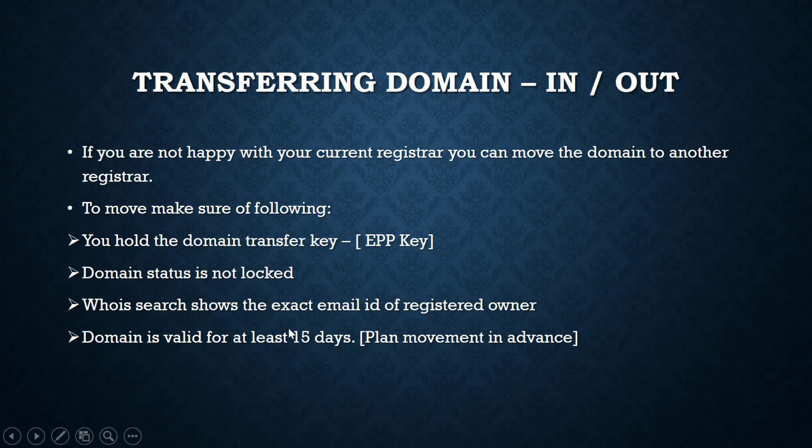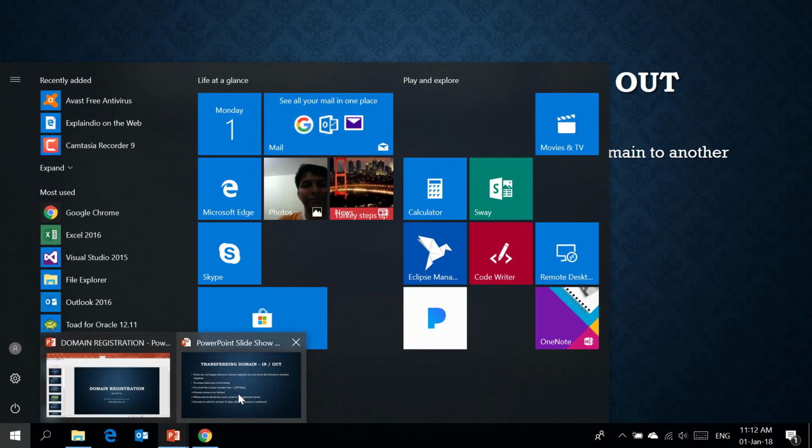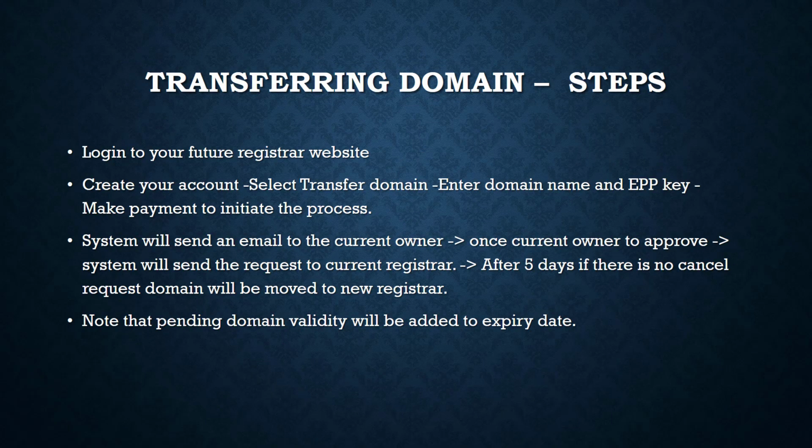And also make sure the WHOIS search is showing exactly your email address and details of the registered owner. If you enabled privacy protect, you need to disable it before you go for a domain transfer process. Okay, and make sure the domain is valid for at least 15 days before you initiate a transfer. So once you have this information, then you can go for the transfer steps.